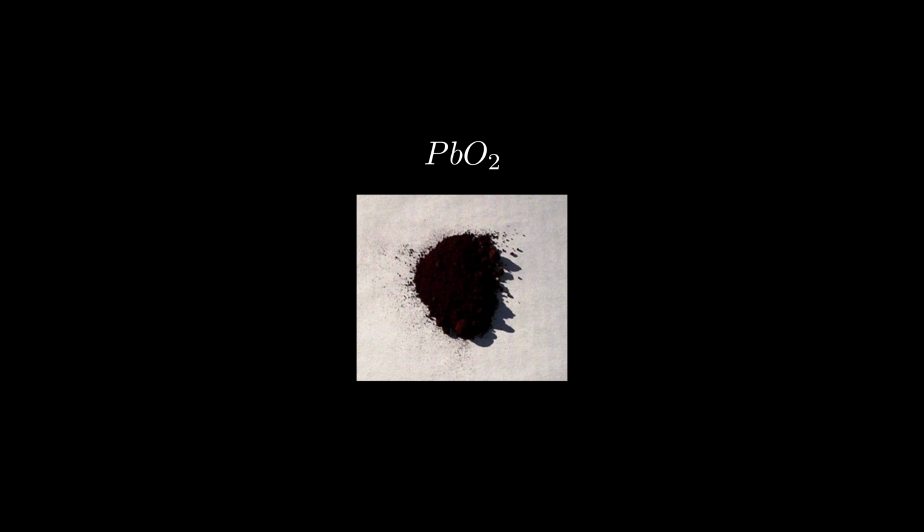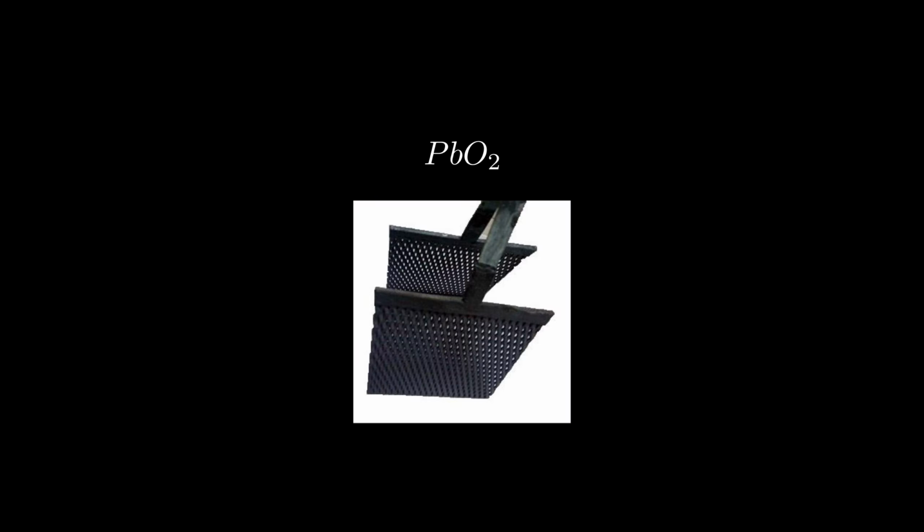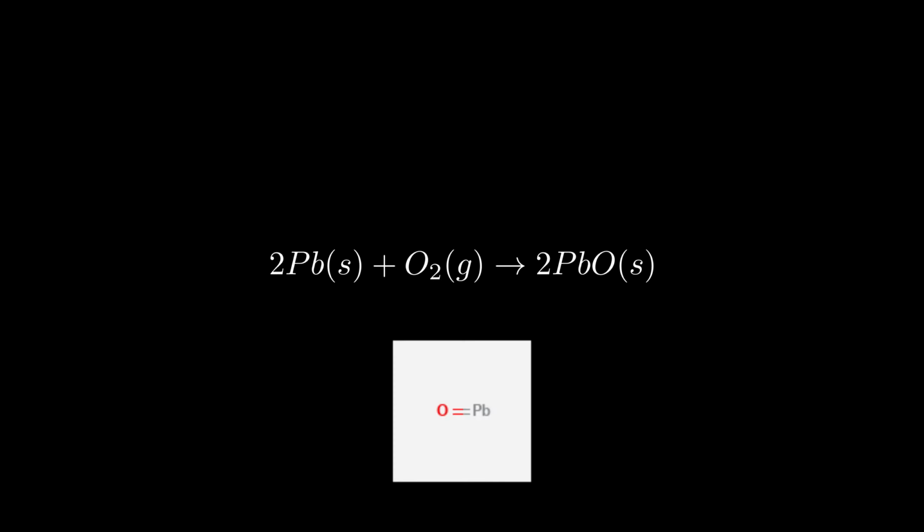Lead dioxide is a naturally occurring compound which aids in the production of matches, pyrotechnics, and dyes, also being used as an anode material in electrochemistry. Perhaps the most notable application would be its usage as a cathode in lead-acid batteries, being often used in cars. The heating of lead metal in air at approximately 600 degrees can produce another lead oxide, lead-2 oxide.